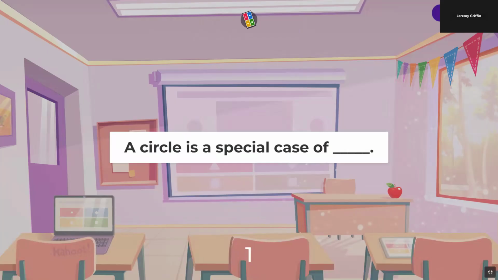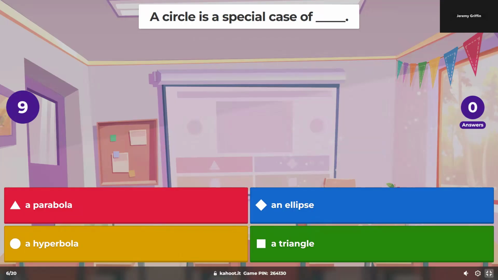A circle is a special case of a circle's a category.